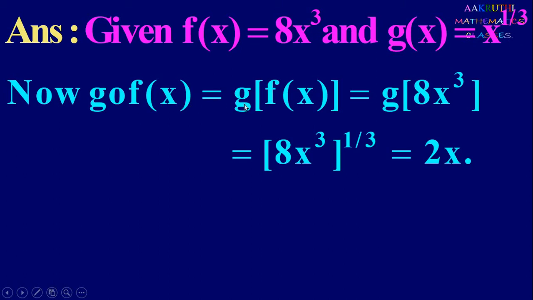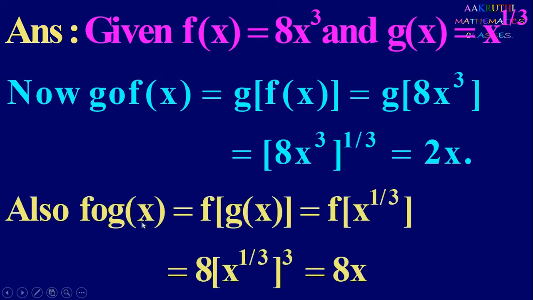G composite f of x equal to g of f of x. Now here we substitute for f of x. F of x is 8x cube. So it is g of 8x cube. Now here it is given g of x is x to the power 1 by 3, but in place of x you have to write 8x cube. Therefore g of 8x cube is 8x cube whole to the power 1 by 3. Now 8 to the power 1 by 3 is 2, and x cube whole to the power 1 by 3 is x. So therefore g composite f of x is 2x.